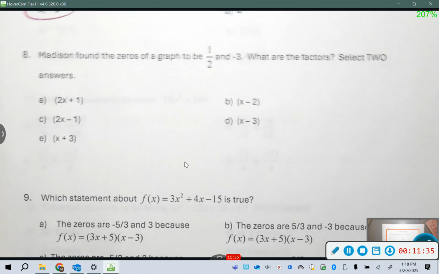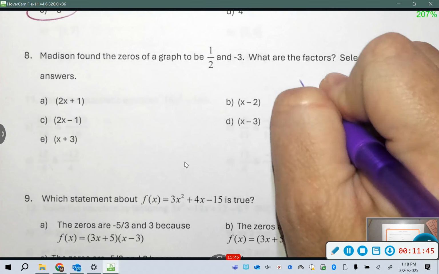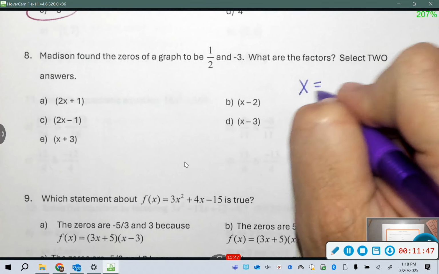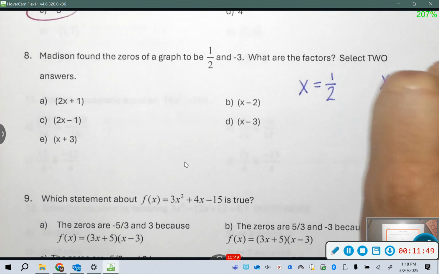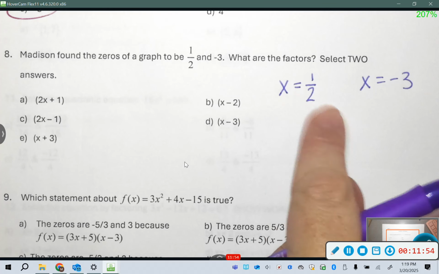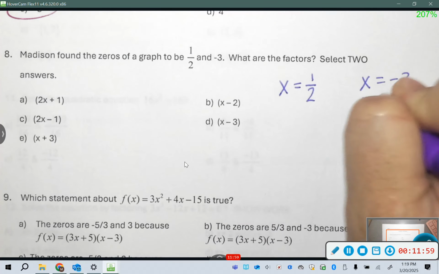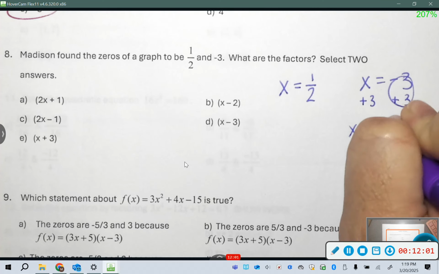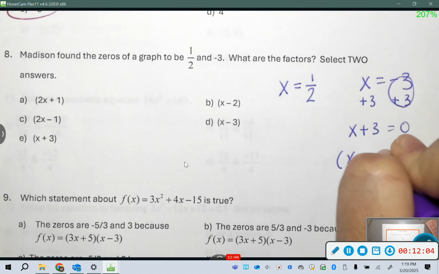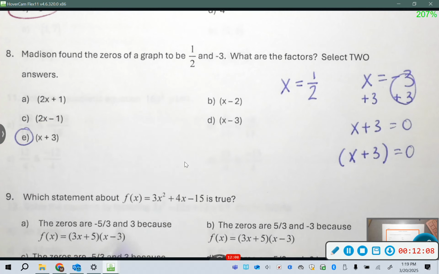Okay, this one, number 8, says Madison found the zeros of a graph to be a half and negative 3. What are the factors? Like two answers. So I want you to remember that if I know these are my zeros, it's saying x equals 1/2 and x equals negative 3. And factors are when this whole thing equals 0. So I need to move my numbers back to the x side. So I'm going to add 3, and I get x plus 3 equals 0, which remember, we had those factors that equal 0. So I know x plus 3 is one of them.